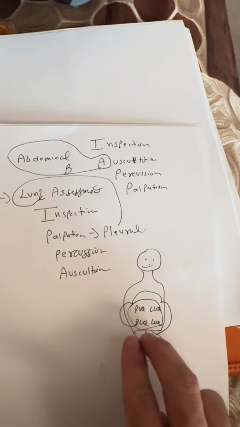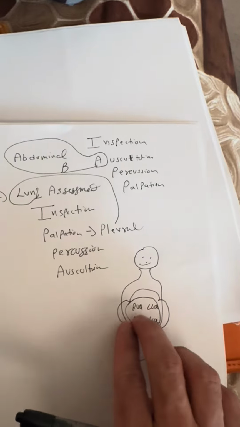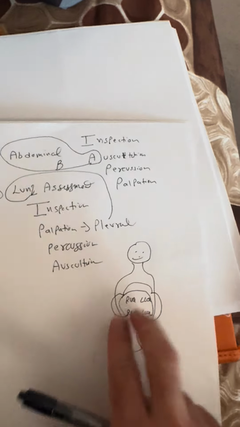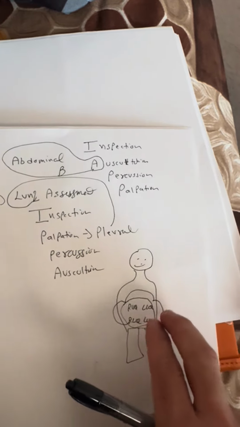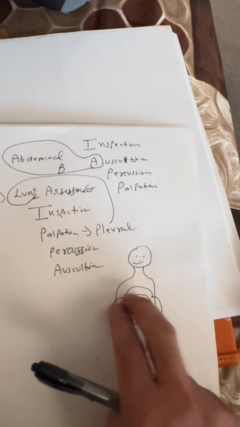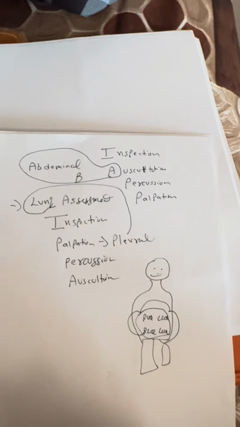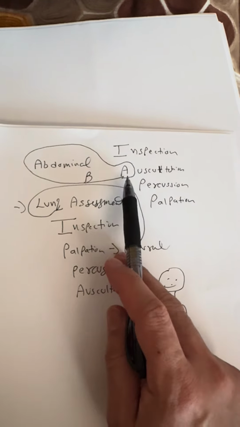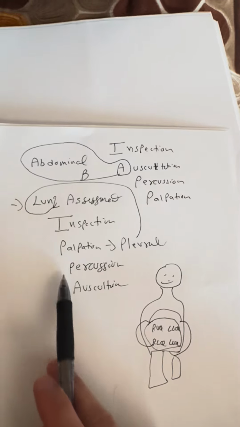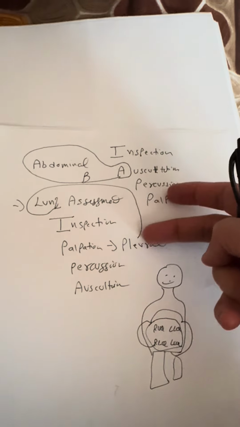And lastly, palpation. So now instead of tapping, you will apply some pressure like this, and you will ask the patient if they have any pain. So just remember this technique. For abdominal assessment, IAPP. For lung, IPPA. So just switch this upside down like this.